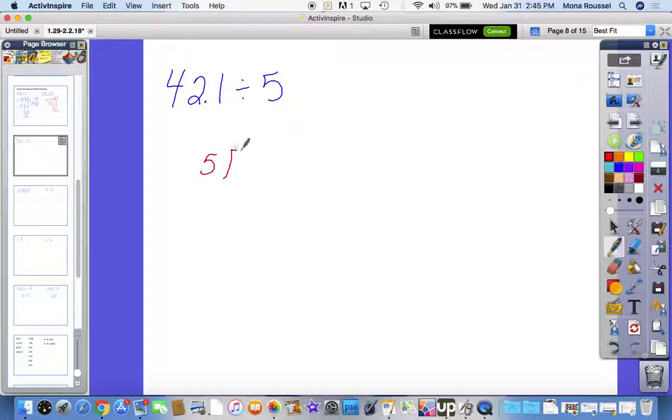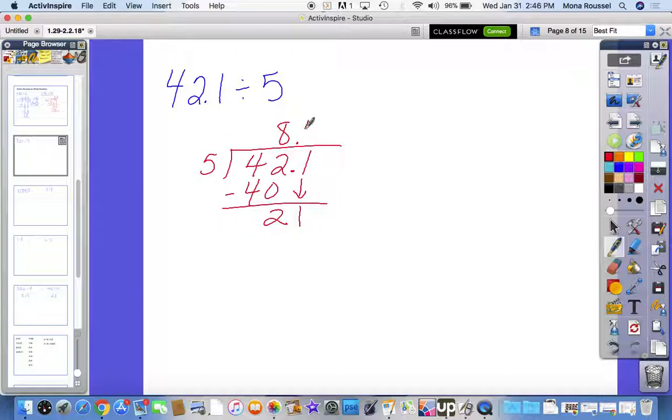So we see in this example, 42 and 1/10 divided by 5. We'll bring the decimal point up, and we're going to notice that there will be a remainder at the end. So we'll see what to do in that case. 5 cannot fit into 4, but 5 goes into 42 8 times. 8 times 5 is 40. I subtract. I compare. The remainder is less than the divisor, so I bring down the 1.